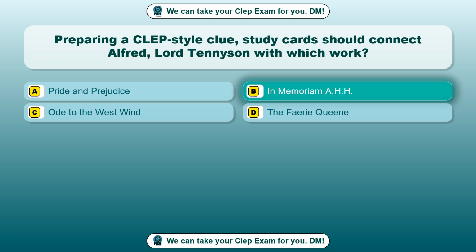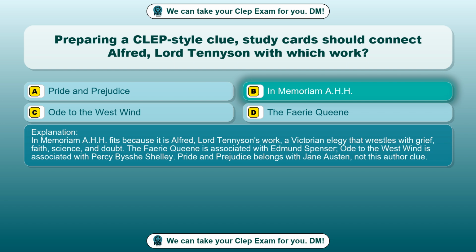In Memoriam A.H.H. fits because it is Alfred, Lord Tennyson's work, a Victorian elegy that wrestles with grief, faith, science, and doubt. The Faerie Queene is associated with Edmund Spenser. Ode to the West Wind is associated with Percy Bysshe Shelley. Pride and Prejudice belongs with Jane Austen, not this author clue.